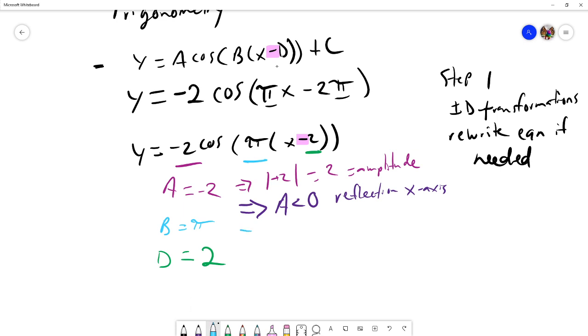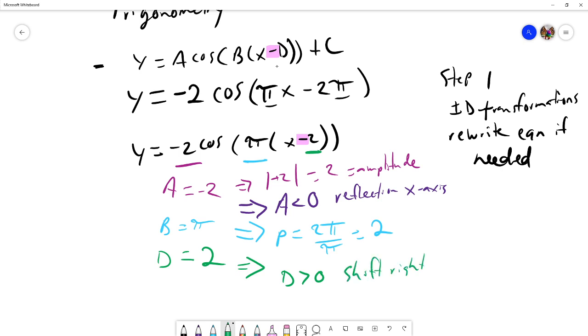And let's see here. B equaling pi tells us that the period is going to equal 2 pi divided by pi, which is 2. So we have a period change where the period is now 2 instead of pi. And when we consider D here, since D is positive, we have a shift right 2 units. So there's actually 4 transformations here.